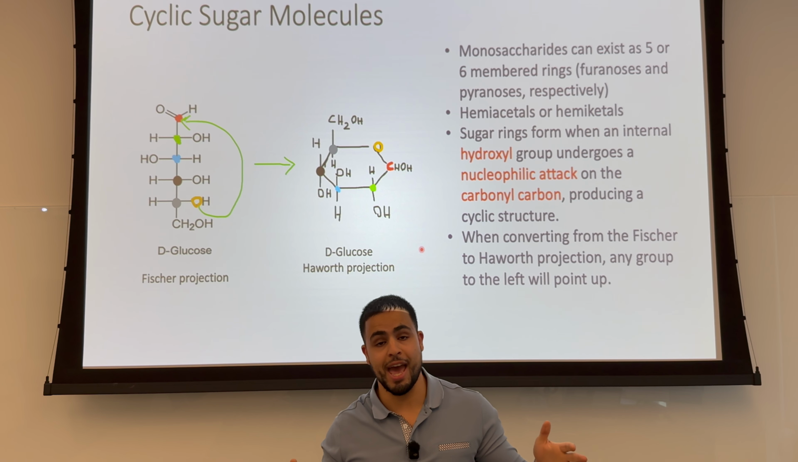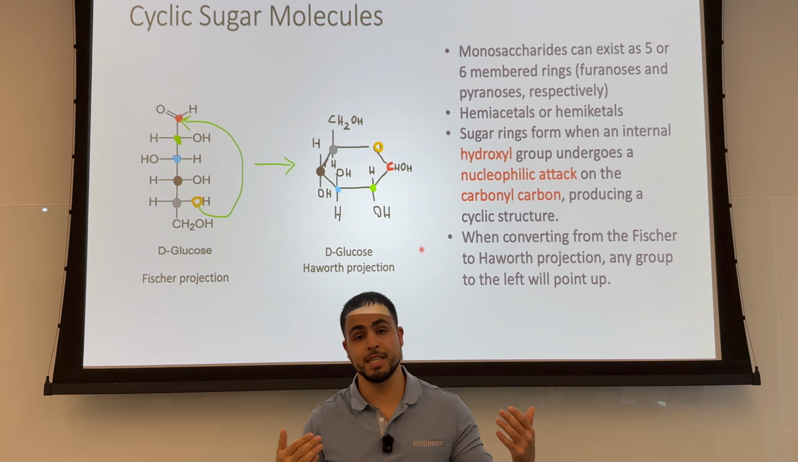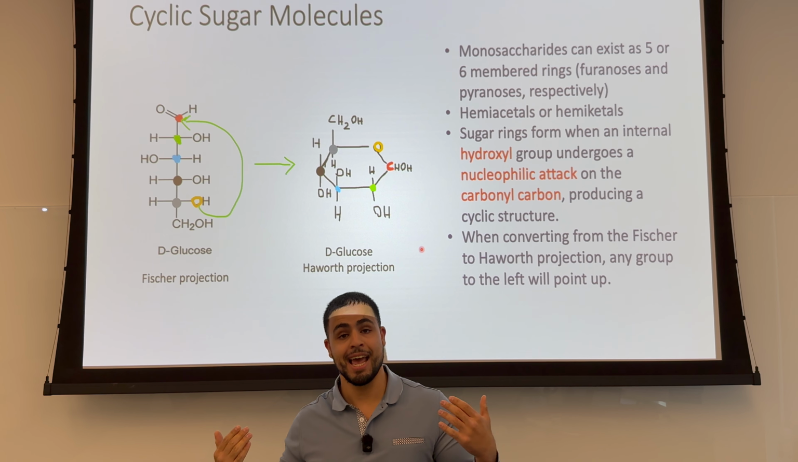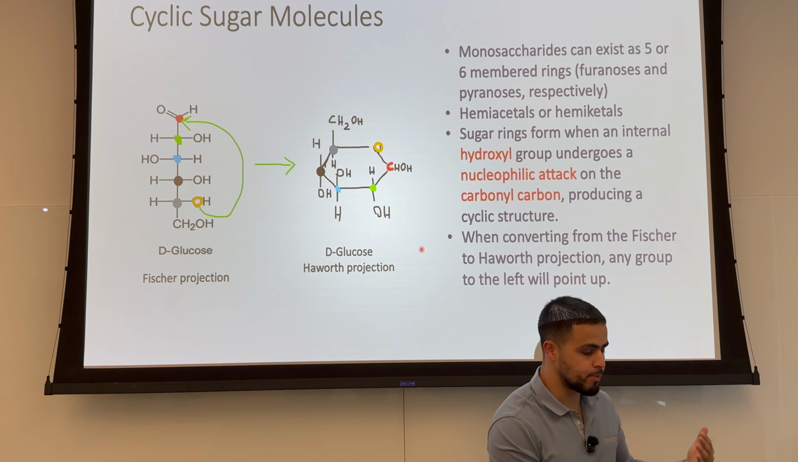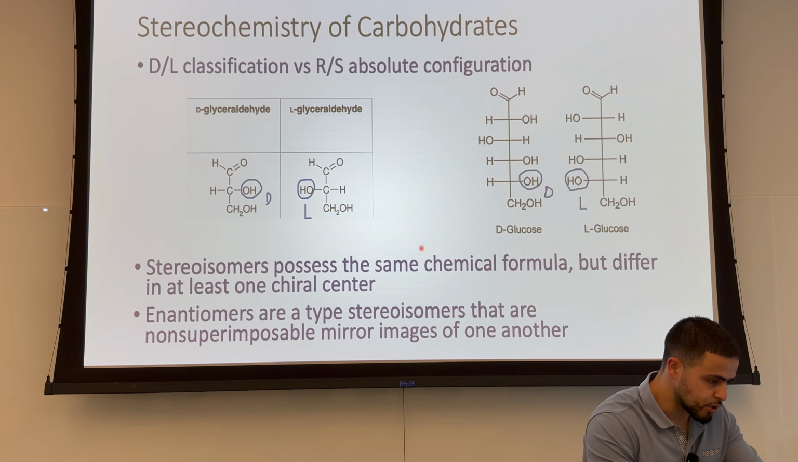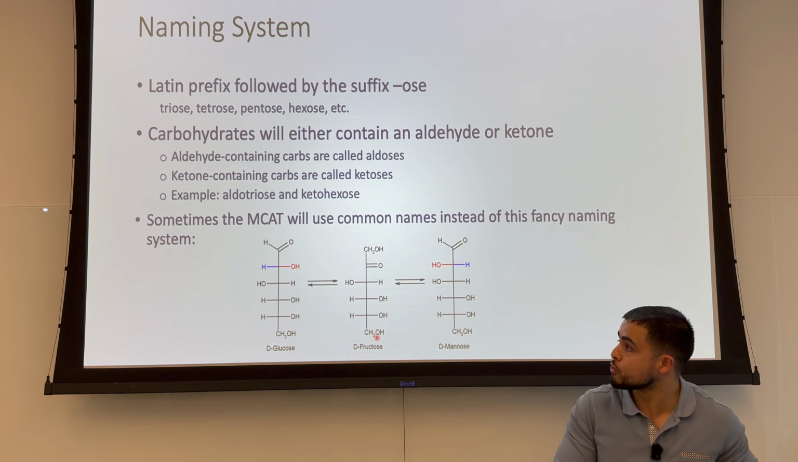Okay, now I did want to comment very briefly on why fructose, even though it has 6 carbon atoms, so it has the same chemical formula, C6H12O6, as glucose, ends up with a 5-membered ring. Very quickly, I just wanted to highlight why that's the case. So we have fructose right here.